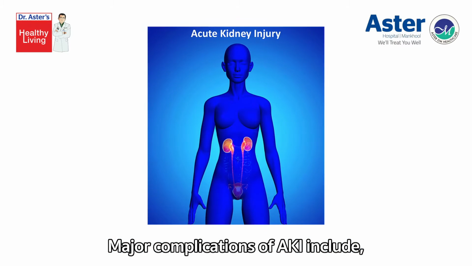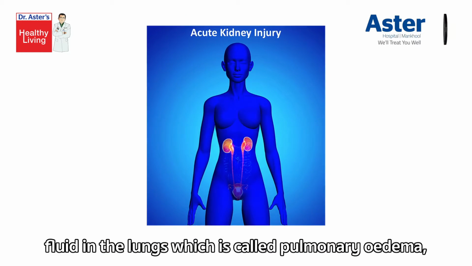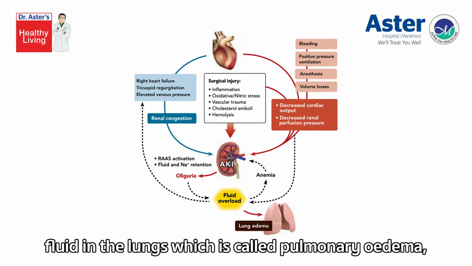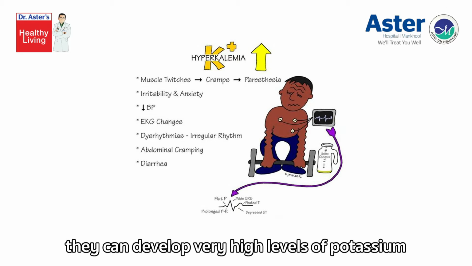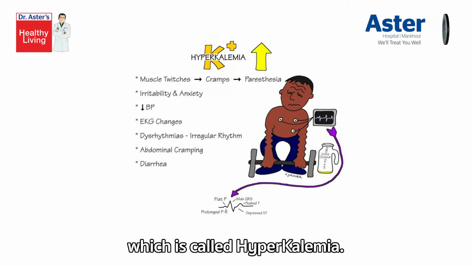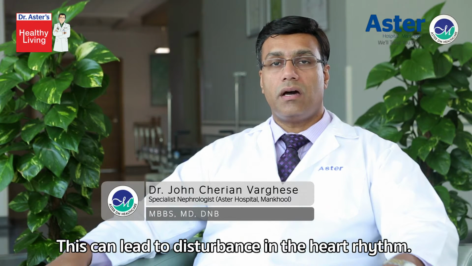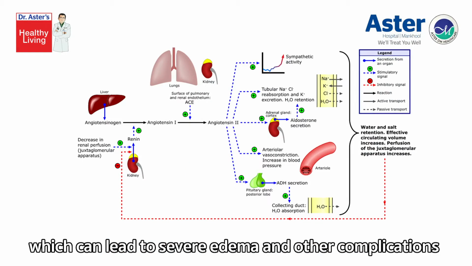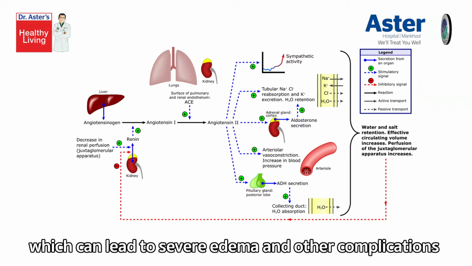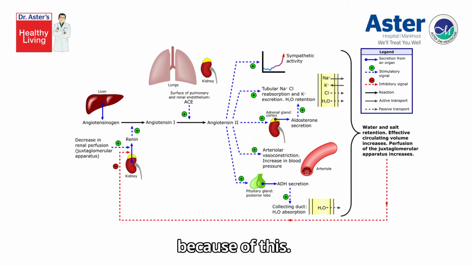Major complications of acute kidney injury include fluid in the lungs, which is called pulmonary edema. They can develop very high levels of potassium, which is called hyperkalemia. This can lead to disturbance in the heart rhythm. They can also have retention of water, which can lead to severe edema and other complications.